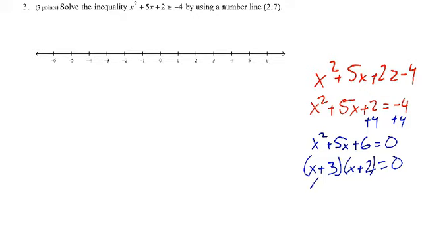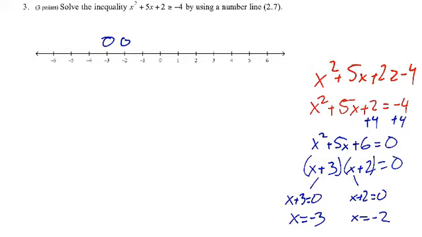Now from here we got to find the zeros, so we either have x plus 3 equals 0 or x plus 2 equals 0. And when we solve for those, we end up with x equals negative 3 and x equals negative 2. So let's put those on our graph because those will be part of our solutions. So we got negative 3 and negative 2. Now we're using this inequality that's greater than or equal to. So that means these 2 points are going to be part of our solution.